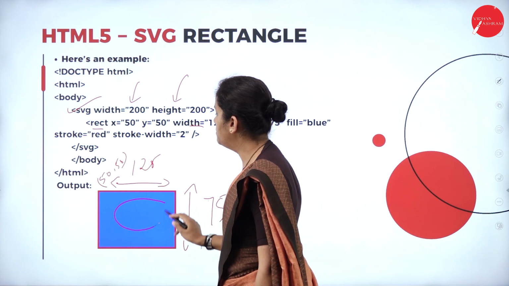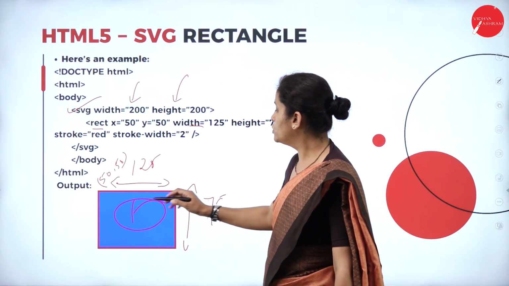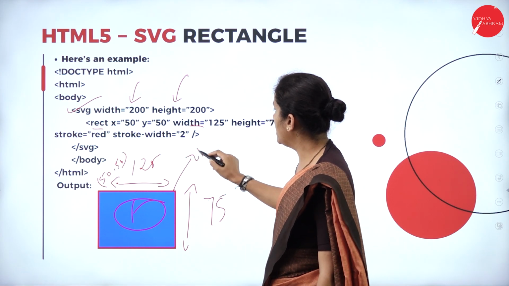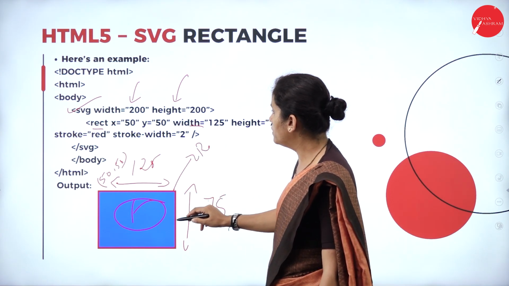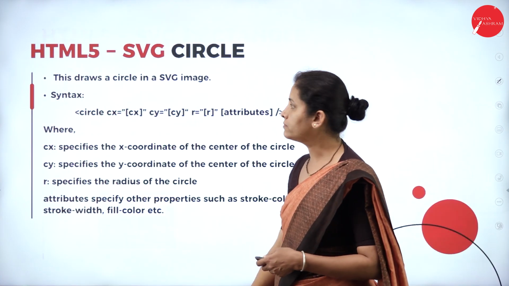And what do I want to do? I want to fill the blue color, so I'm filling with the color blue. What about stroke? It is nothing but the red color. And what about the stroke width? That's nothing but the thickness too.